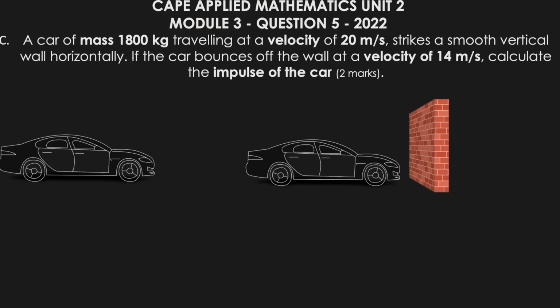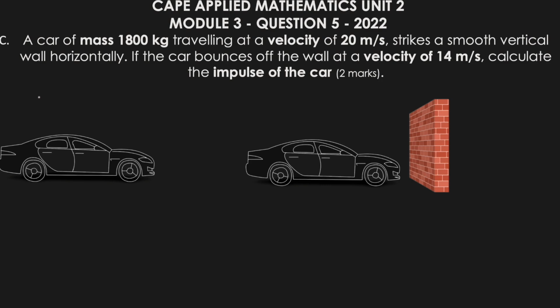A car of mass 1800 kilograms traveling at a velocity of 20 meters per second strikes a smooth vertical wall horizontally. If the car bounces off the wall at a velocity of 14 meters per second, calculate the impulse of the car.